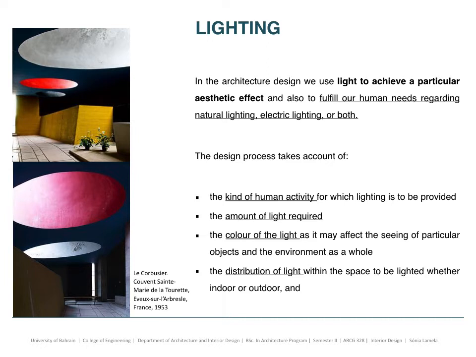And for the design process, we always have to take into account the kind of human activity that is taking place. So which type of activity, which type of light do I need to provide? The amount of light required will be different if you need to provide light to read a book or just to watch TV, for example. The color of light, as it may affect the seeing of a particular object and the environment as a whole.